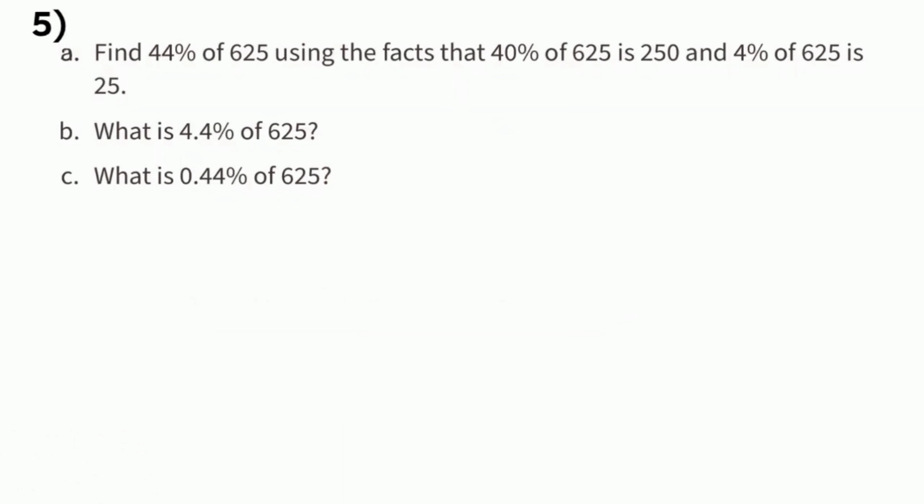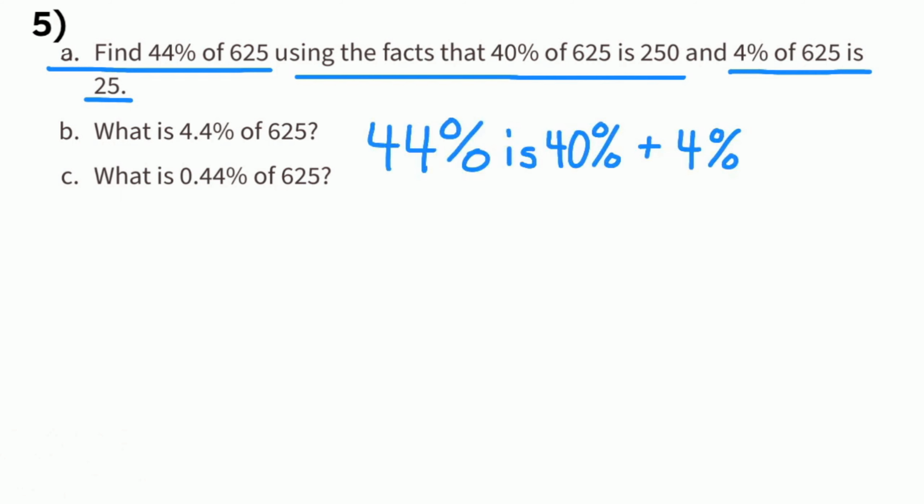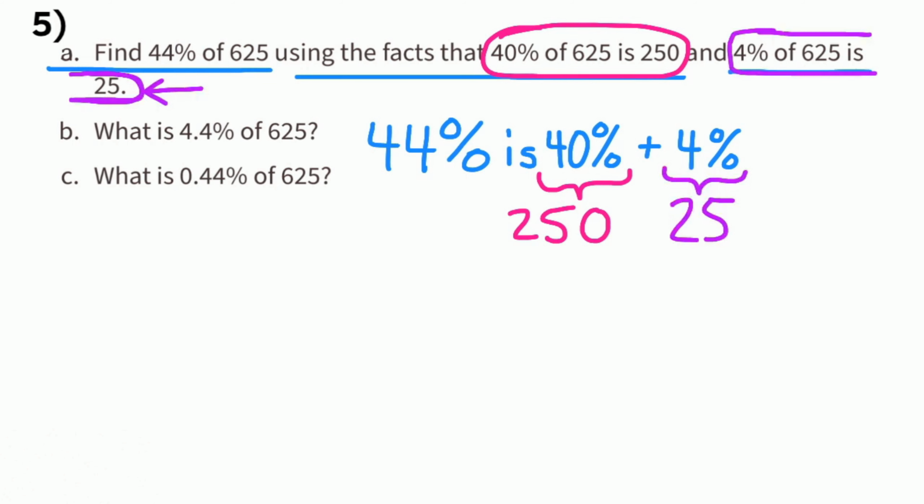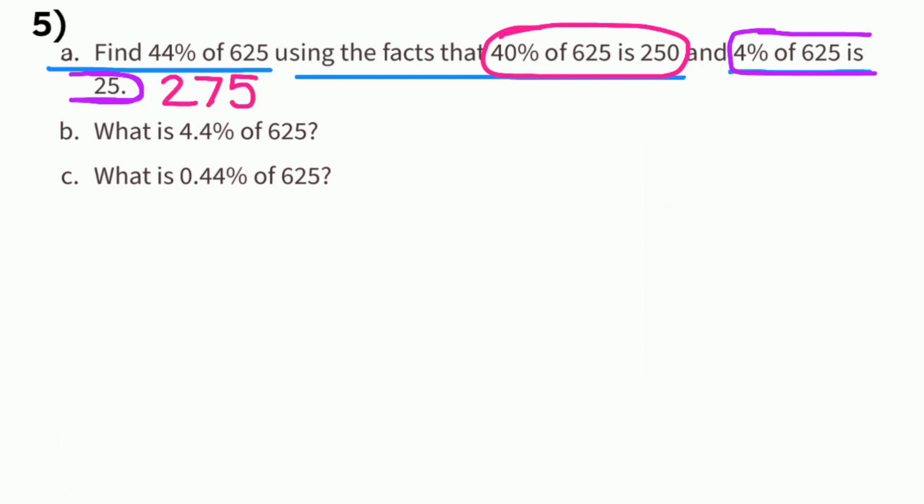Problem number 5. A. Find 44% of 625 using the facts that 40% of 625 is 250 and 4% of 625 is 25. 44% is 40% plus 4%. The information tells us that 40% of 625 is 250 and 4% of 625 is 25. So we can add 250 and 25. We get 275. That means that 44% of 625 is 275.